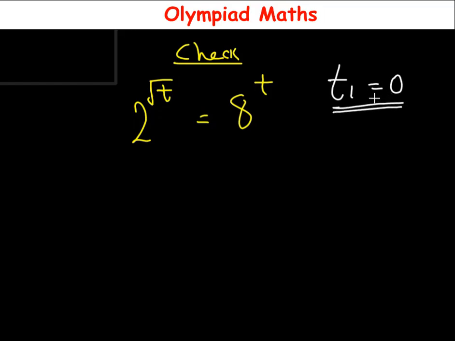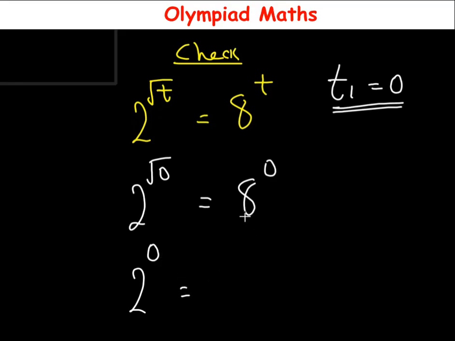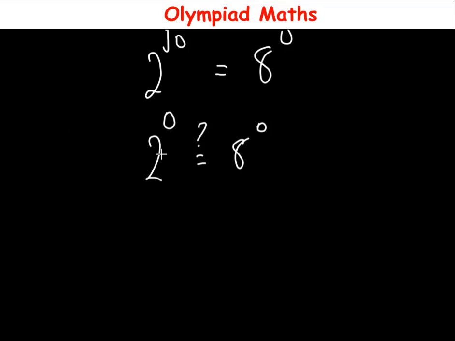So inputting the value of t as 0, we have it that 2 raised to power root t, which is root 0, is equal to 8 raised to power t. T is 0. And this becomes 2 raised to power root 0, which is 0, equals 8 raised to power 0. So with this, is it equal? Now from here, 2 power of 0 is 1, which equals 8 power of 0, which is 1. Good. So that means that the value of t as 0 satisfies the given equation.